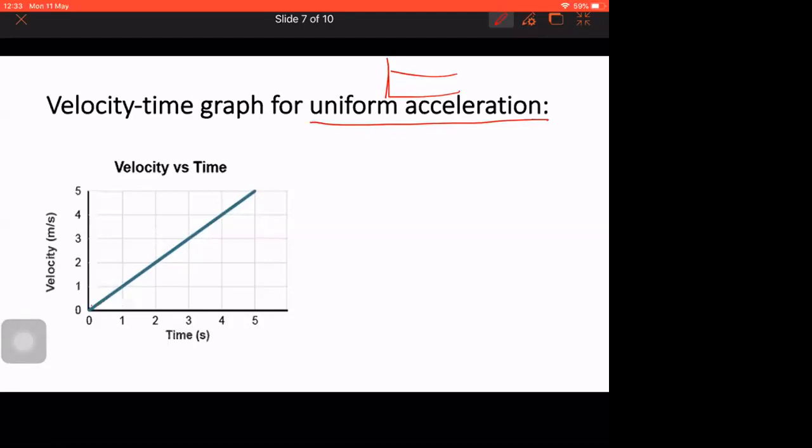Now comes the question. From this graph, you have to get the uniform acceleration. How can I get it? I want acceleration. Acceleration is 1.